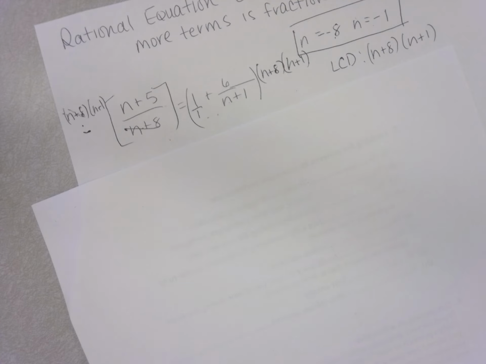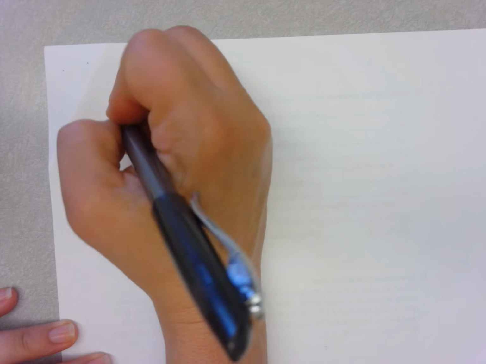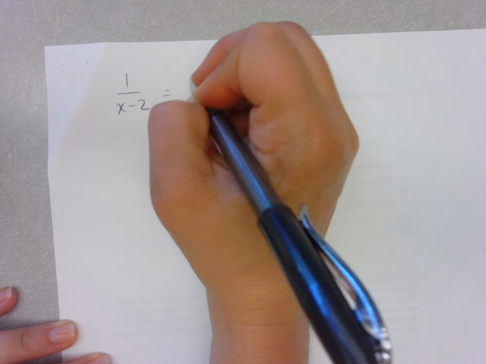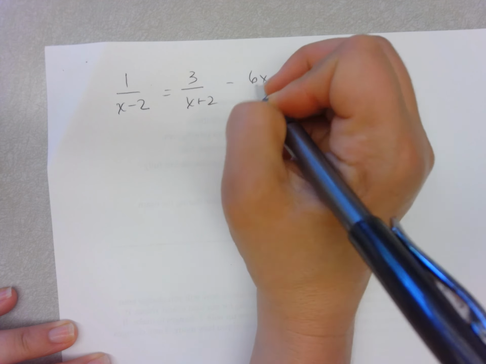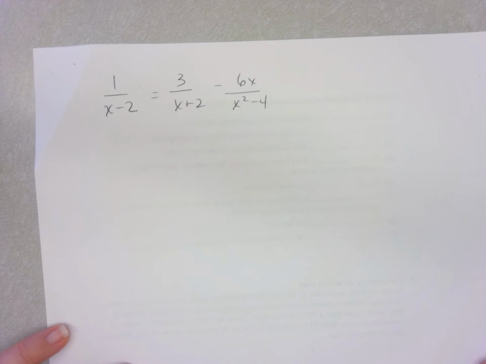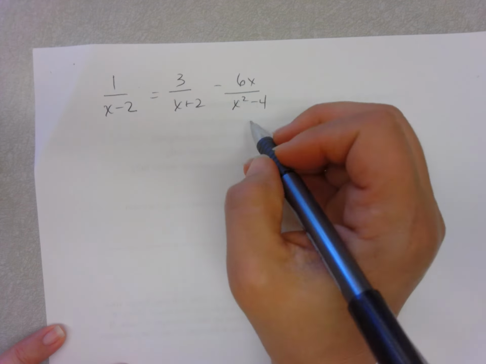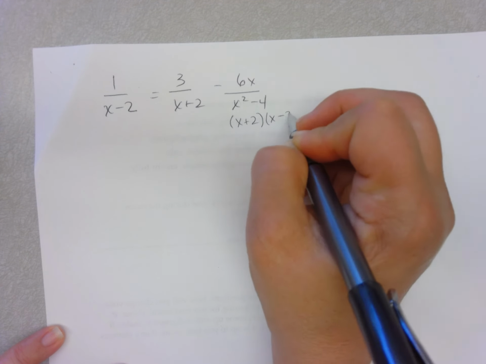Okay, so this time we're going to look at, so this one we're going to have to work a little bit harder for. So we have 1 over x minus 2 is equal to 3 over x plus 2 minus 6x over x squared minus 4. All right, so before I do my common denominator, I want to factor anything that I see that can be factored. And in fact, this x squared minus 4 can be factored as x plus 2, x minus 2.